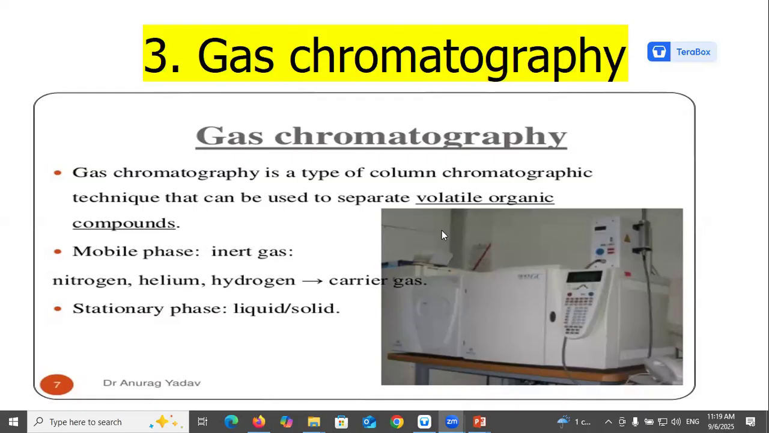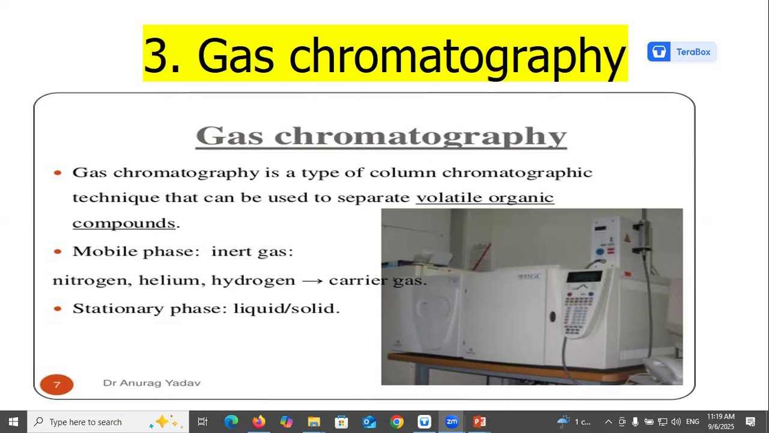Okay, gas chromatography. Gas chromatography is a type of column chromatographic technique that can be used to separate volatile organic compounds.